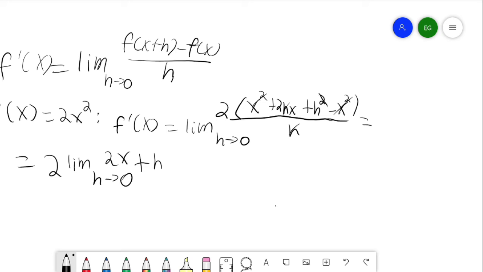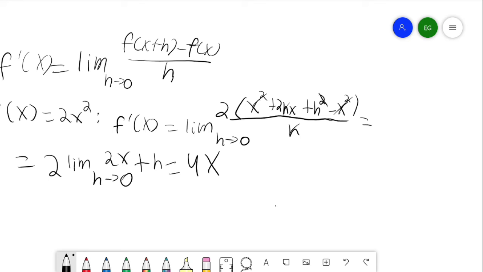But now let's see. h is approaching 0. But the thing is, as long as we plug in whatever we approach and we don't have any problems, then we can just plug it in. So here, for example, we couldn't have plugged in because we would have got 0 over 0. But here, we can plug in h, and this plus h will just disappear, and we'll get 2 times 2x, which is 4x. And that's our answer.